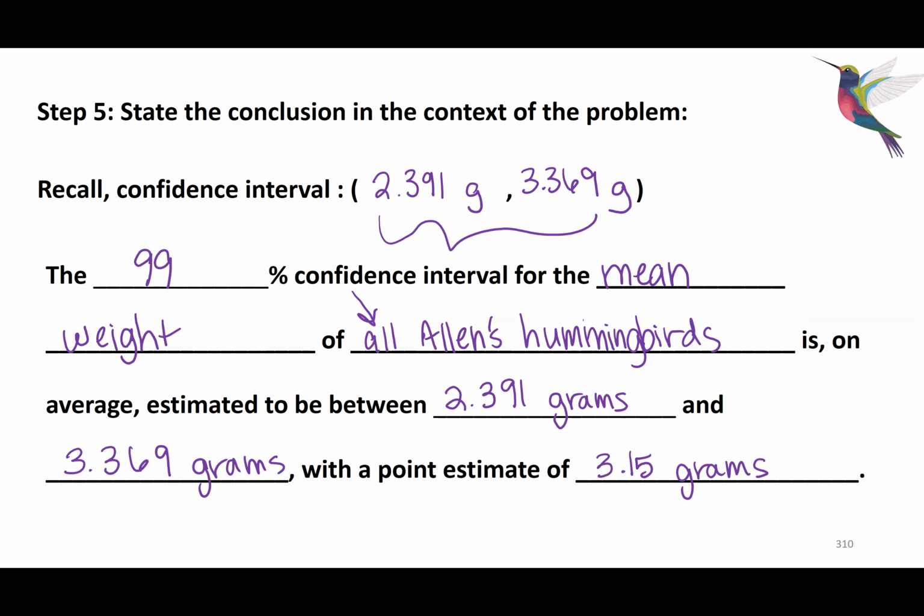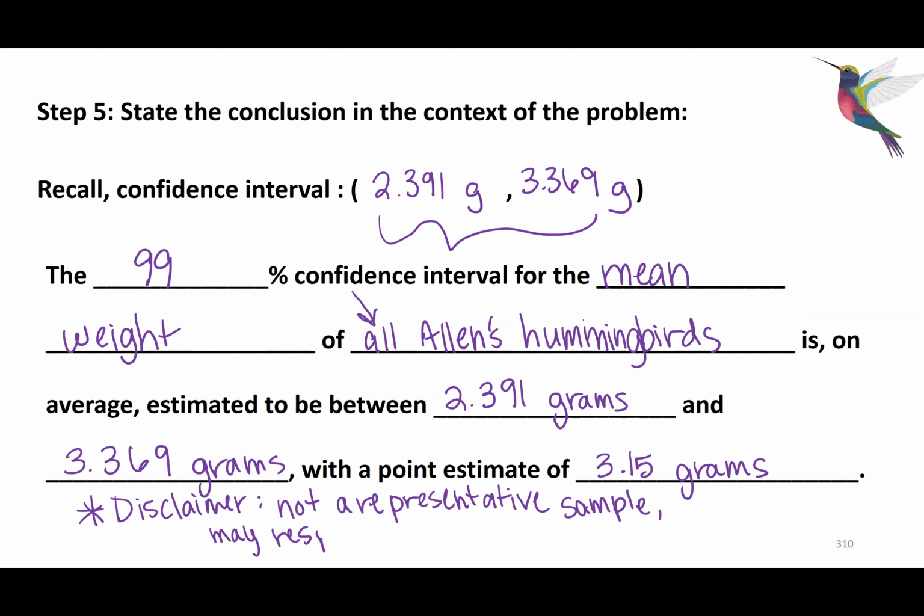And absolutely, you could say, hey, disclaimer, not a representative sample. Because in general, if you have a study and they did random sampling, they're going to brag about it. If they did it right, almost always they're going to brag about it. It's when they leave it out, you should assume by default they didn't do it correctly. It's a lot safer to do that. So, not a representative sample, so may not represent all Allen's hummingbirds.